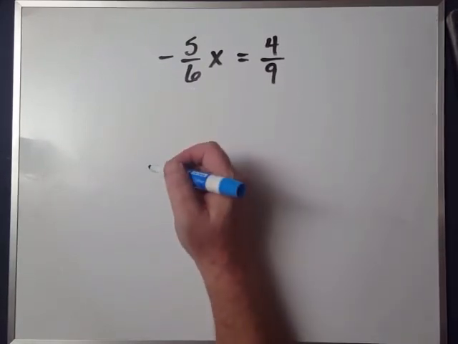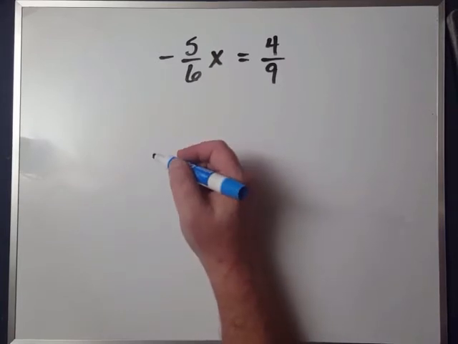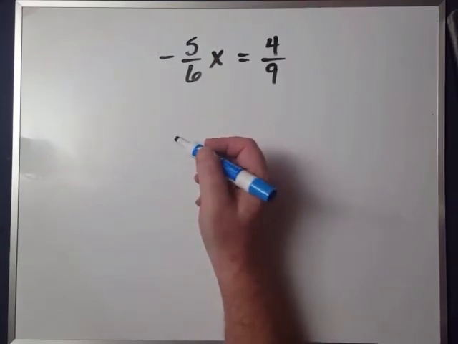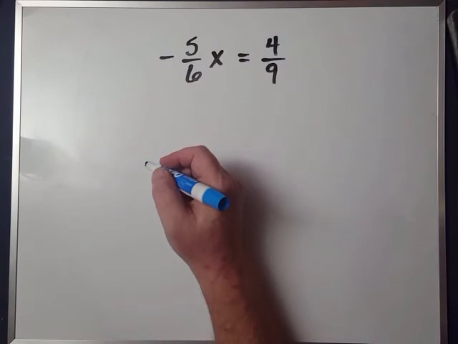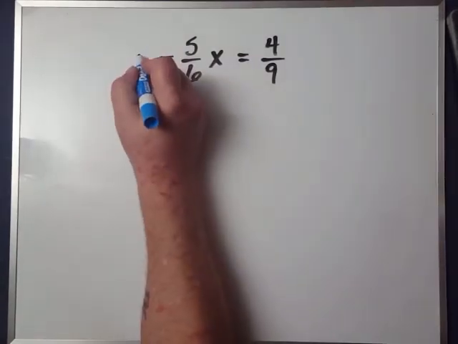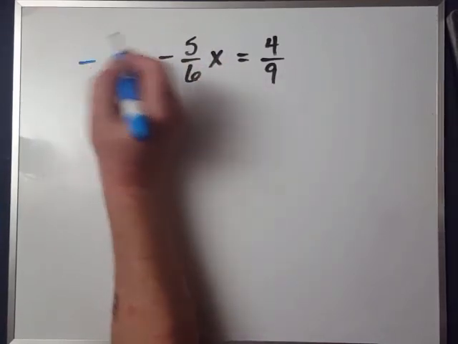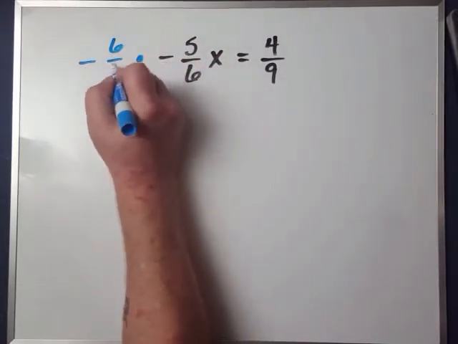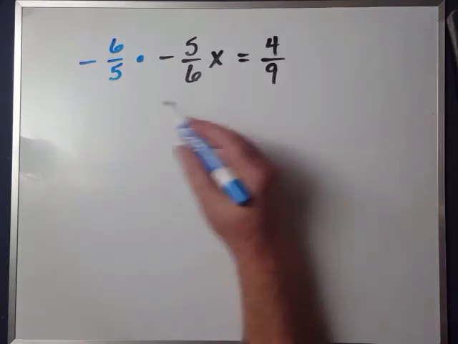Remember, reciprocals have nothing to do with changing the sign. We're not taking the opposite, the additive inverse. We're taking the reciprocal, the multiplicative inverse. And so all we do is flip the fraction over. We leave the sign alone. Multiply both sides by negative 6/5.